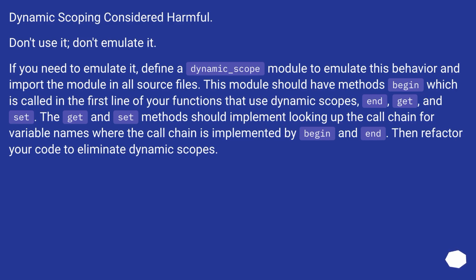Dynamic scoping considered harmful. Don't use it, don't emulate it. If you need to emulate it, define a dynamic_scope module to emulate this behavior and import the module in all source files. This module should have methods begin, which is called in the first line of your functions that use dynamic scopes, and end, get, and set. The get and set methods should implement looking up the call chain for variable names, where the call chain is implemented by begin and end. Then refactor your code to eliminate dynamic scopes.